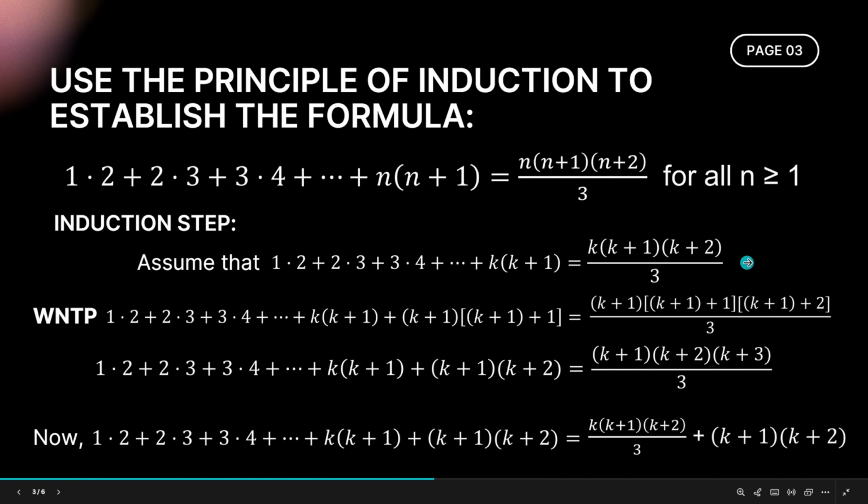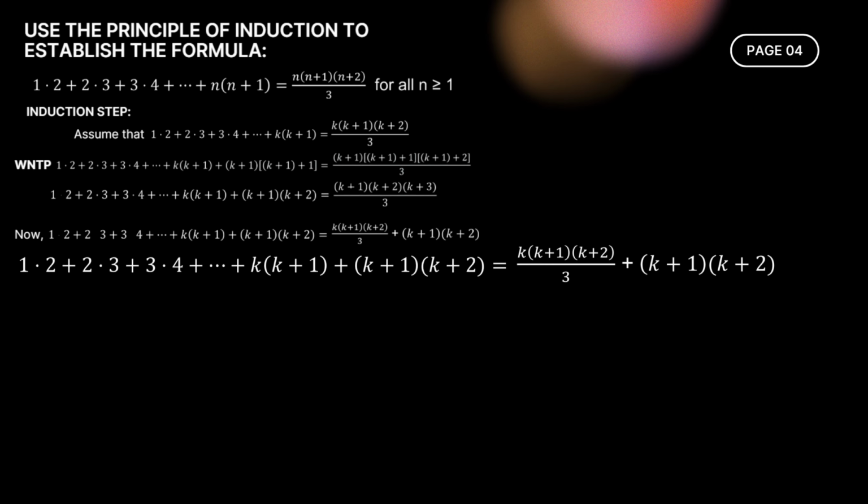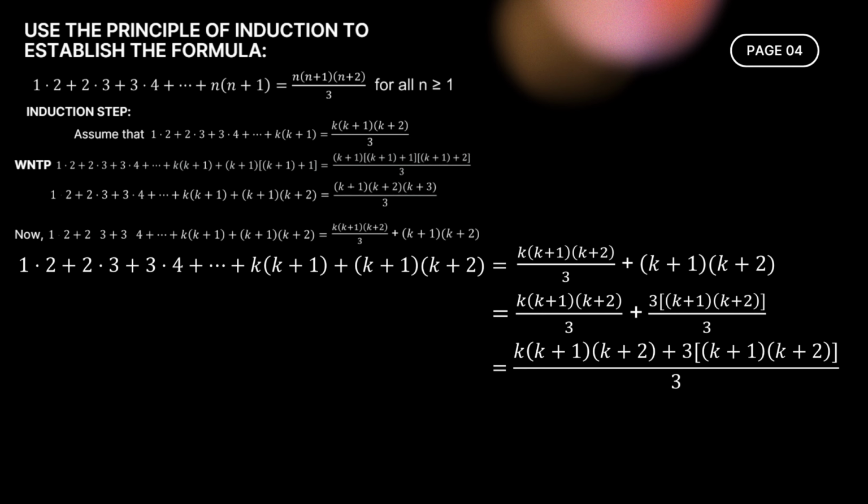We simply add k plus 1 times the quantity of k plus 2 to the original formula. Next, since on the right-hand side the two terms are dissimilar, we cannot combine them directly. What we need to do is get the LCD, and the LCD of these two terms is 3. Since the LCD is 3, we copy the first term, and the second term, we multiply the numerator by 3. Since they already have the same denominator, we can simply combine them.